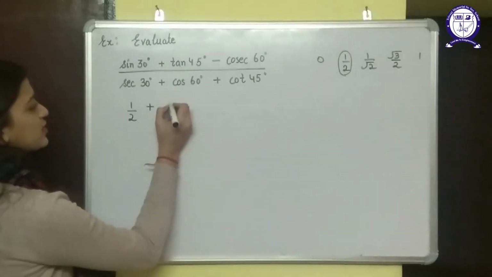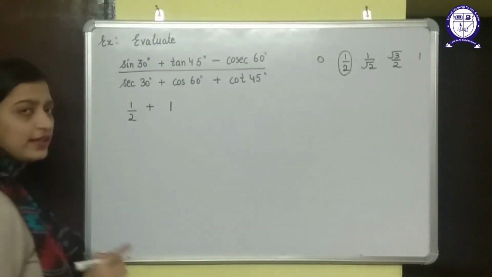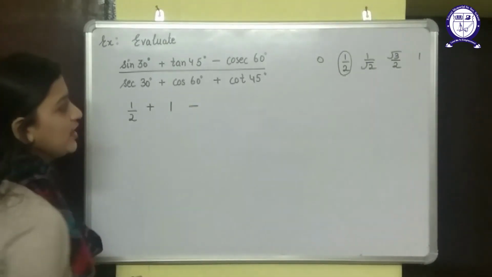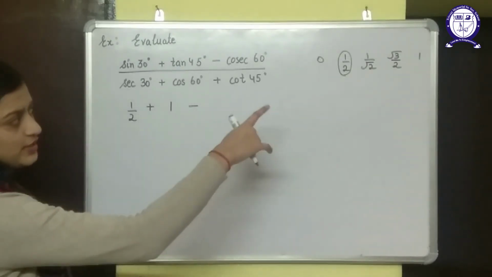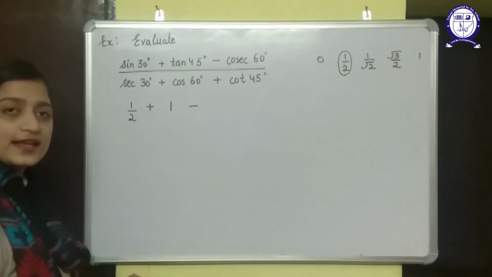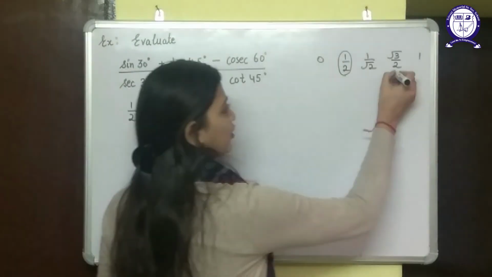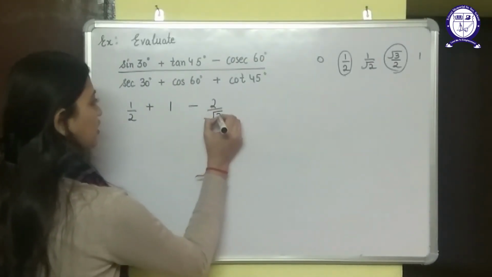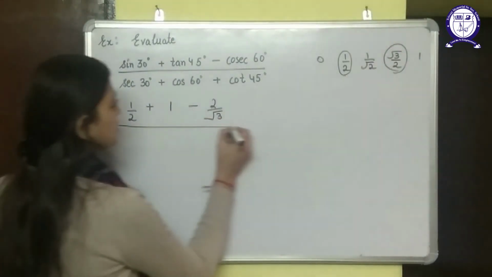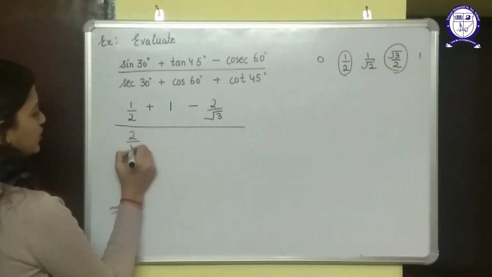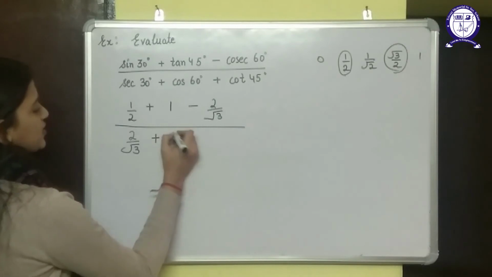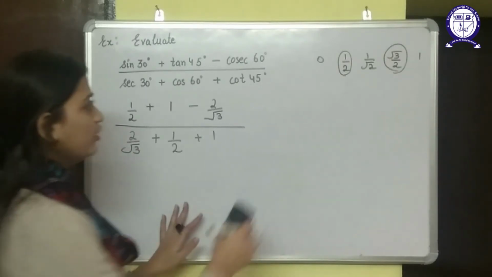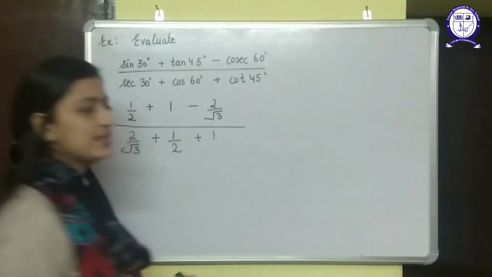Now tan 45 is 1. You can look at the table to understand this question. Tan 45 is 1. Cosec 60 I can derive from this table, because cosec 60 is the reciprocal of sine 60, so this is 2 upon root 3. Then secant 30 is again 2 upon root 3. Cos 60 is 1 upon 2 and cot 45 is 1. These are the values of these 6 ratios at these angles.